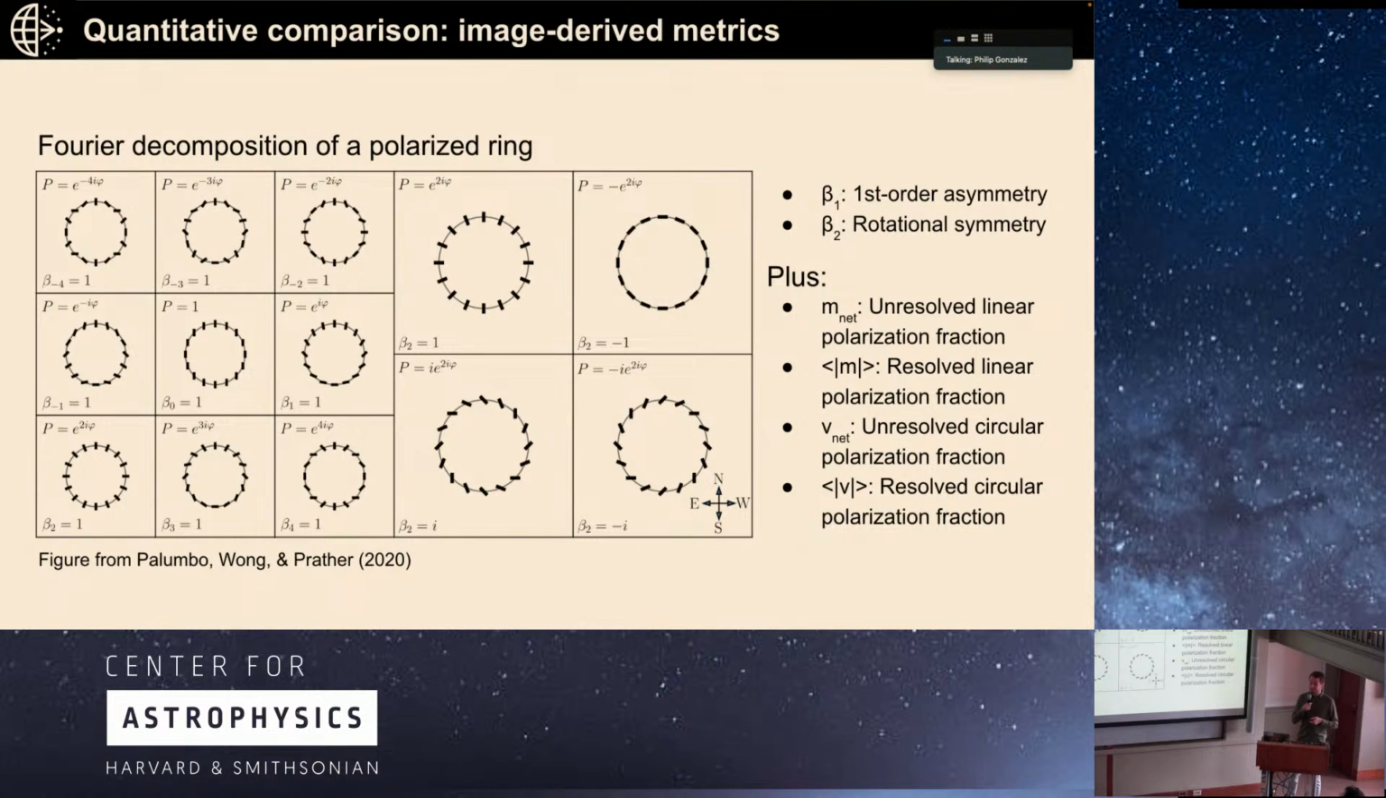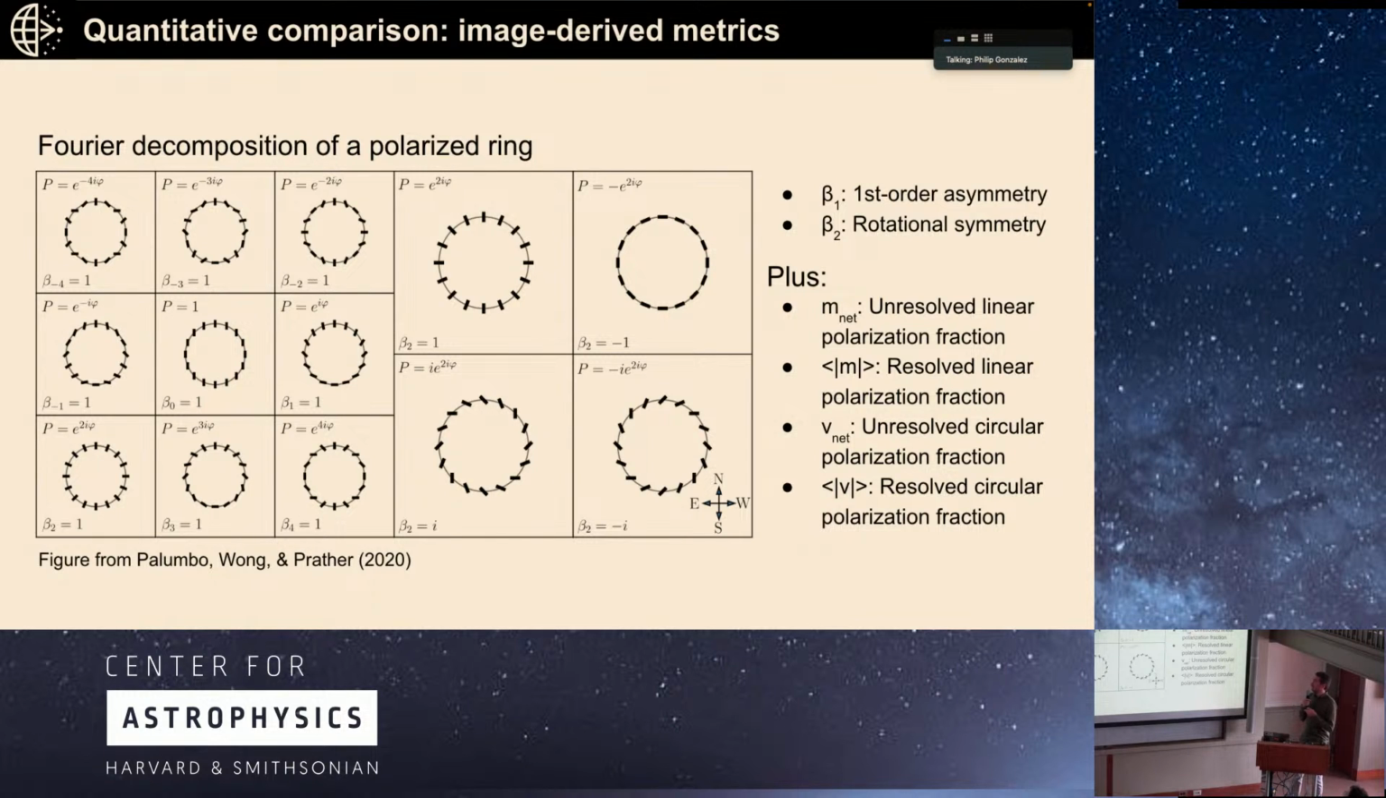So rather than just looking at the images and comparing them by eye, we also want to do some more quantitative comparisons between our reconstructions and the ground truth. And then what we can do is decompose the polarized ring into Fourier modes. And you can see some examples of these modes here.